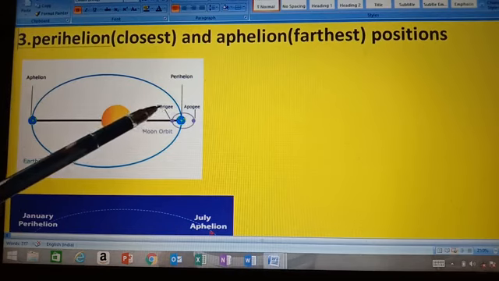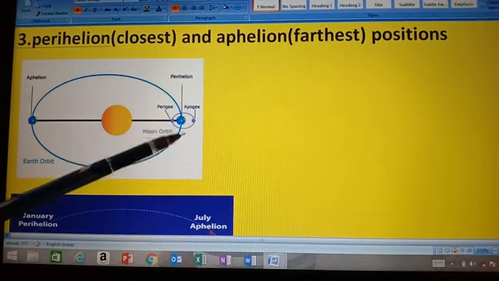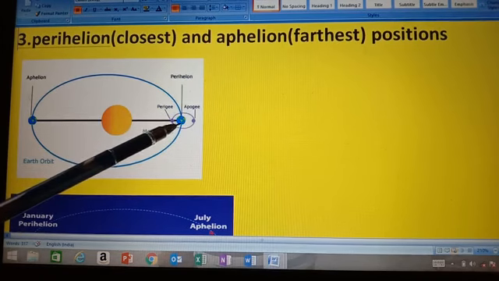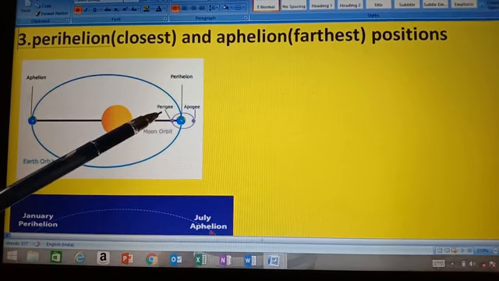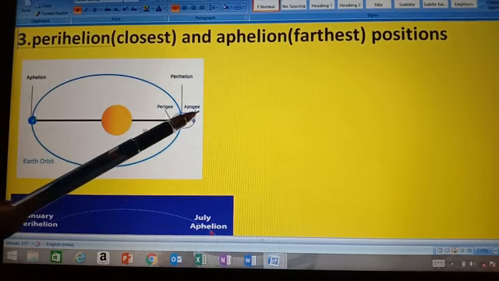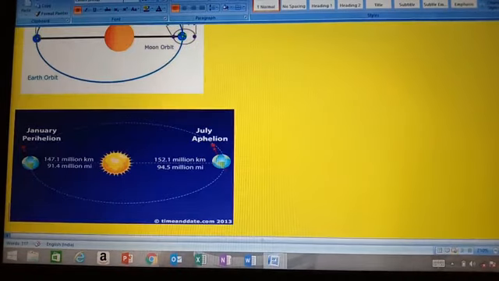Now, this apogee and perigee is with respect to moon's orbit around the earth. The same process applies here also. When the distance between moon and earth is closest, it is called perigee. And when the distance between earth and moon is farthest, it is called apogee. Perigee and apogee.